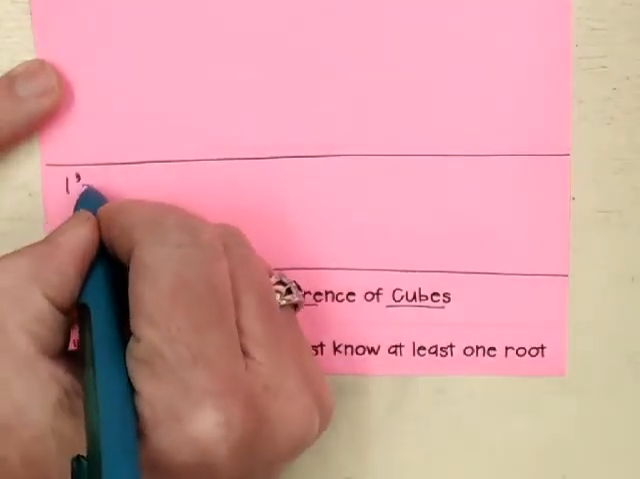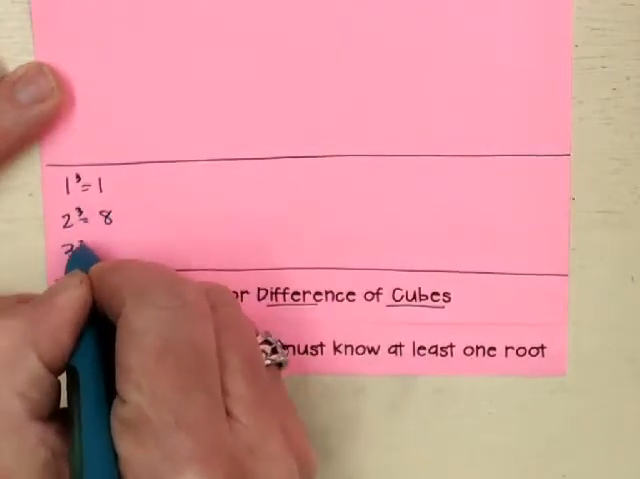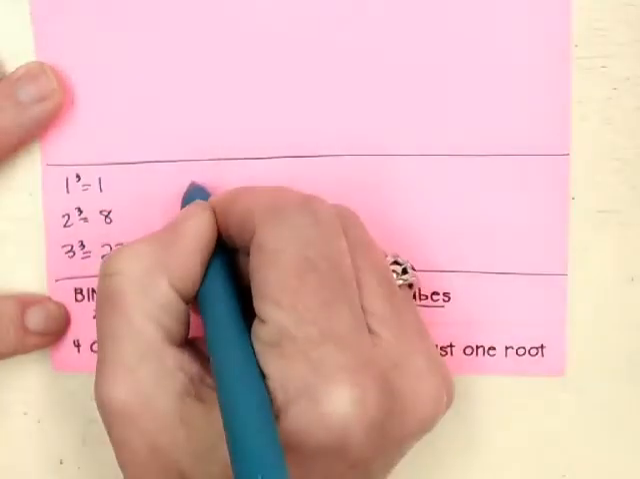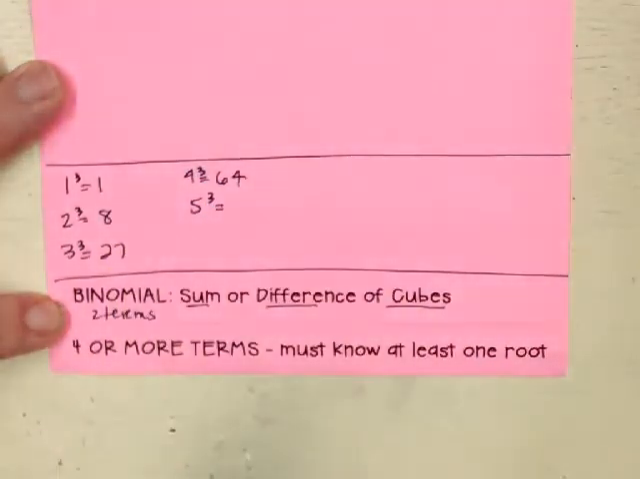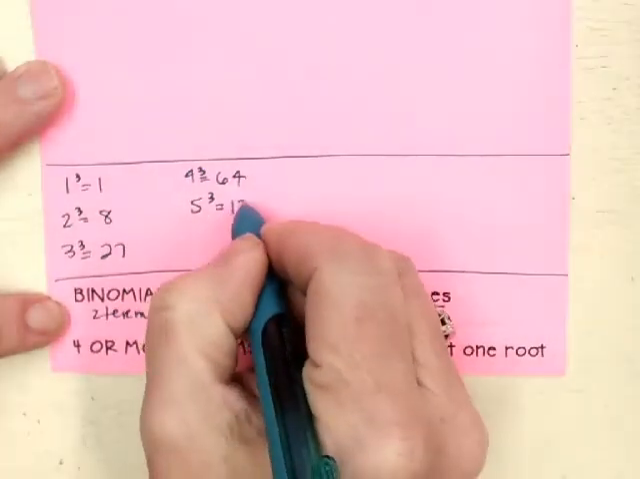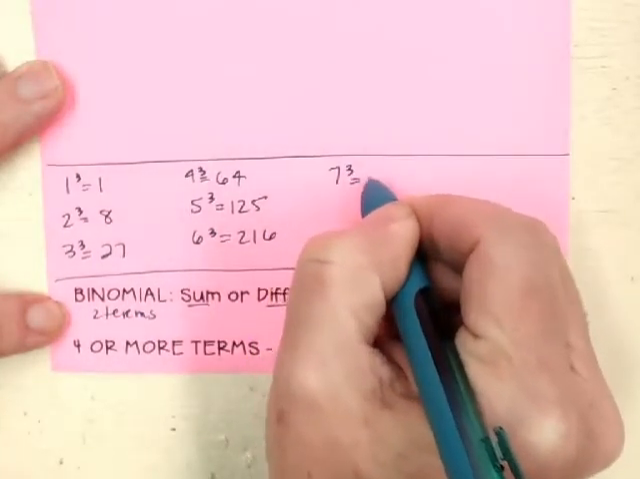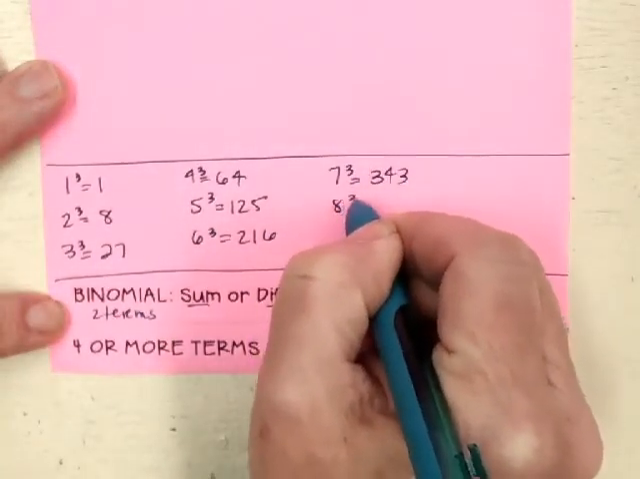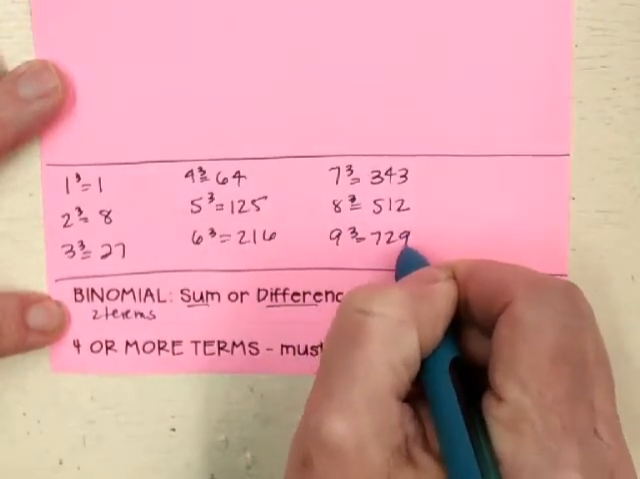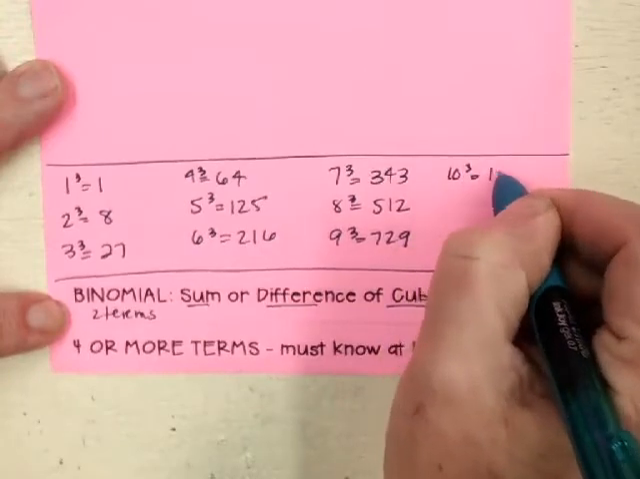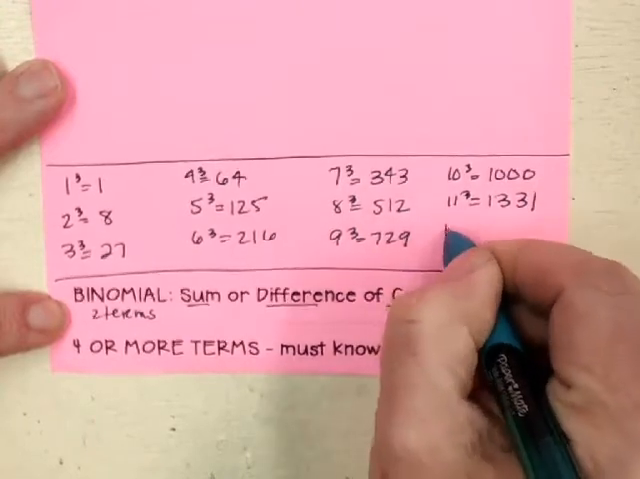So 1 cubed is obviously 1, and 2 cubed is 8, and 3 cubed is 27, and 4 cubed is 64. That's just multiplying it times itself 3 times, raising it to the third power. 5 cubed is 125. 6 cubed is 216. 7 cubed is 343. 8 cubed is 512. 9 cubed is 729. 10 cubed is 1,000. 11 cubed is 1331. We're going to stop at 12.